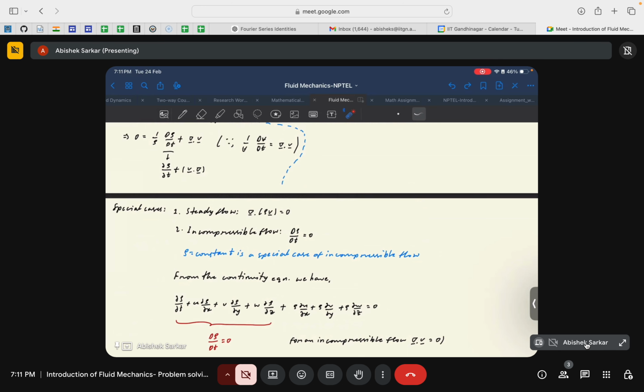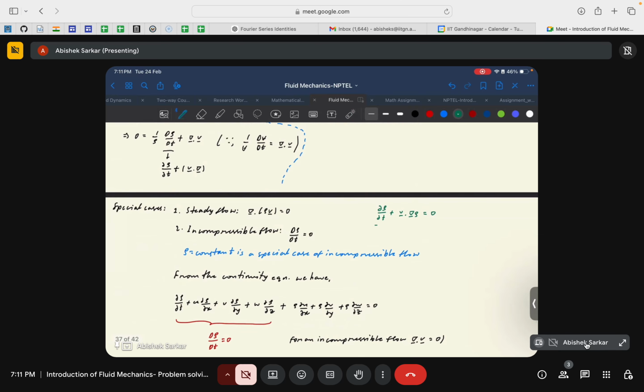Just replace it with this operator. You will get something like dou rho by dou t plus v dot del rho equal to 0. So there might be scenarios where the sum of this and this might equate to 0. For example, if one is minus 2 and the other is 2, the sum might be equal to 0, but individually these two are not 0. They may sum up to 0, but individually they are not 0.